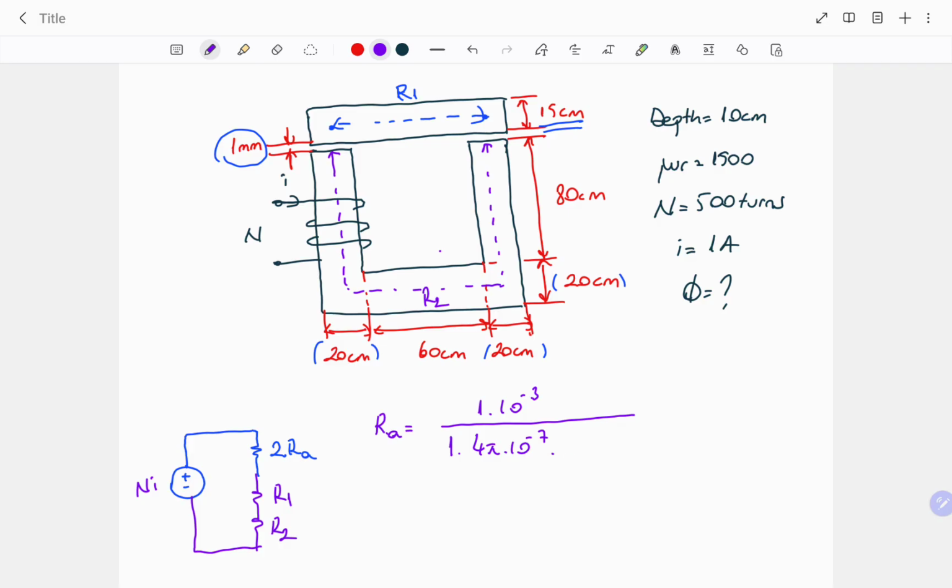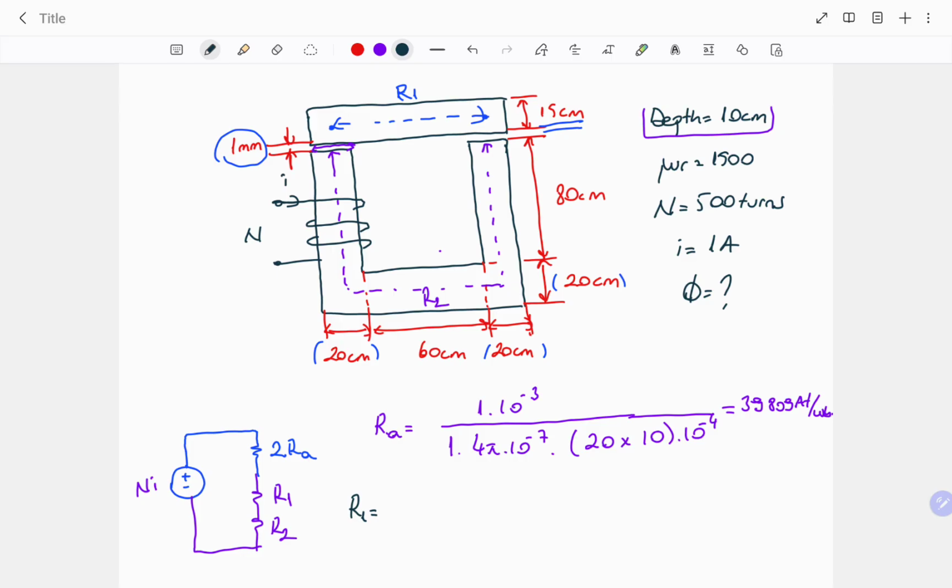Then the cross-sectional area will come. What was the cross-sectional area? We need to write the width and depth of the air gap and multiply them. The dimensions are 20 width and 10 depth, and the result must be converted to square meters. According to this, we have 39,809 ampere turn over Weber for the air gap reluctance.